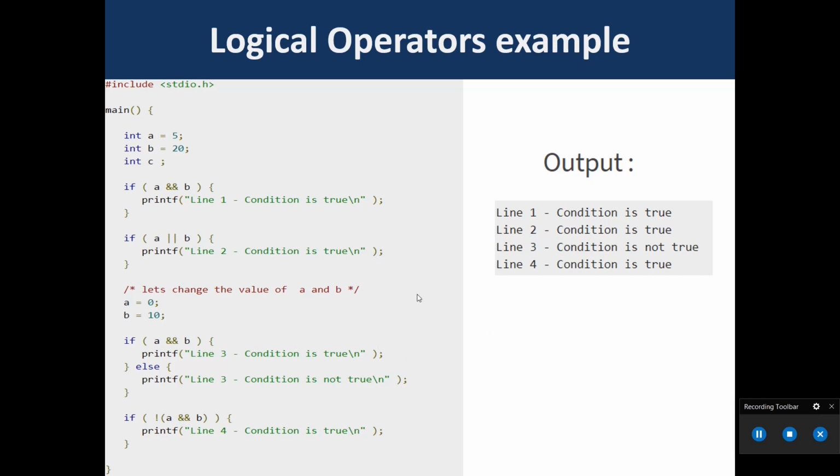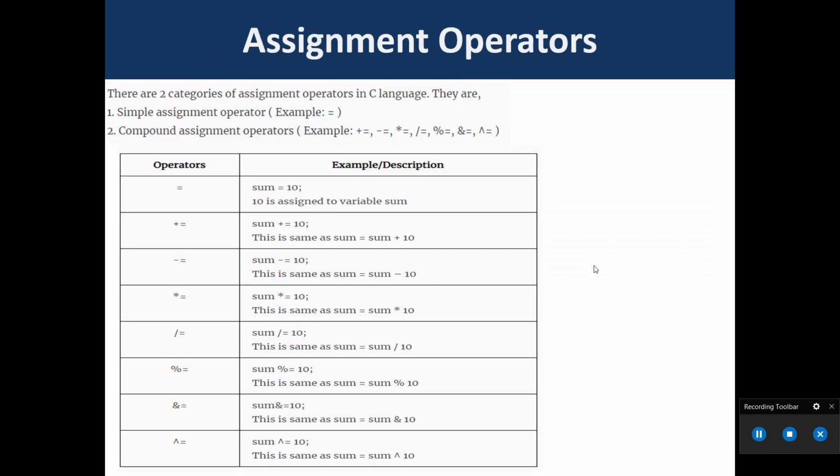Then the above output result will be displayed: Line 1 condition is true, Line 2 condition is true, Line 3 condition is not true, then Line 4 condition is true. Now next is the assignment operator.